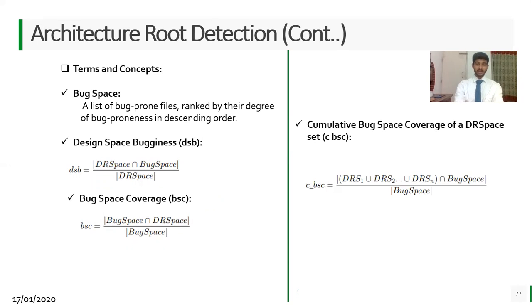For architecture root detection, there are some terms and concepts such as bug space, design space, bugginess, bug space coverage, and cumulative bug space coverage of a DRS space set. First, bug space is a list of bug-prone files ranked by their degree of bugginess in descending order. Then the design space boundaries are measured with these equations: the files in the DRS space intersected with the bug space, divided by the DRS space. Another is bug space coverage. These are the equations for counting bug space coverage and the cumulative bug space coverage of a DRS space set.